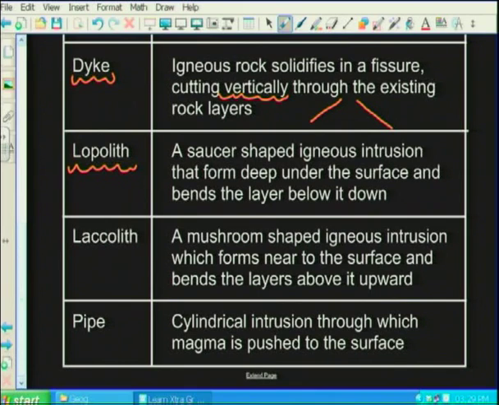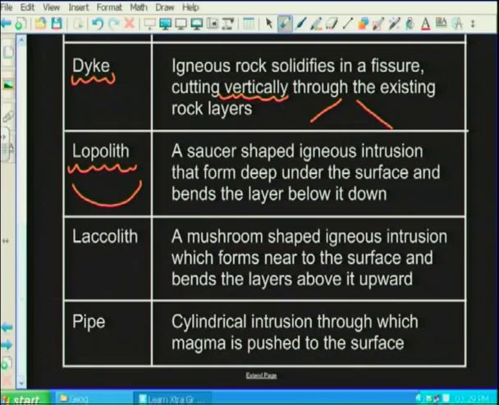Okay, a lopolith is a saucer shape. So if you can think of a teacup goes on a saucer. Okay, and that's the exact same shape as what our lopolith would be. It's an igneous intrusion. It once again forms deep under the surface and bends the layer below it downwards. Okay, so these horizontal rocks below the lopolith would be bent by that intrusion.